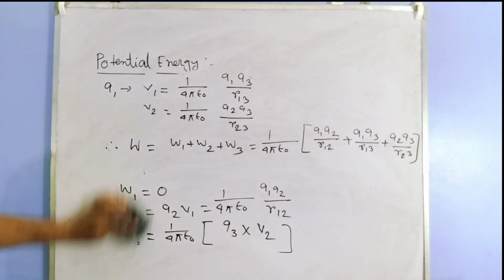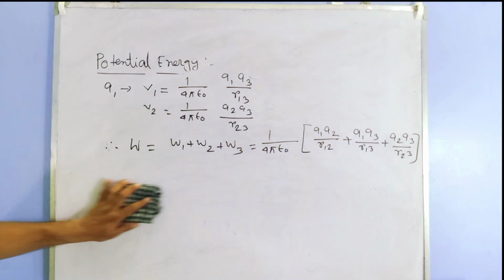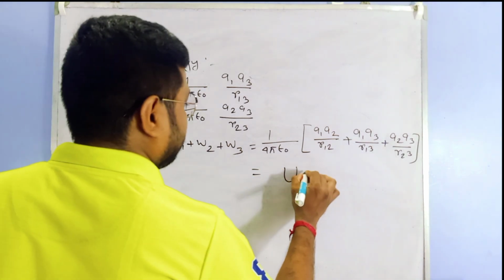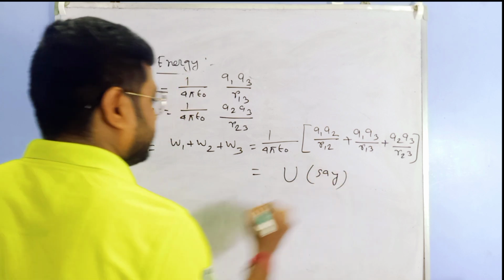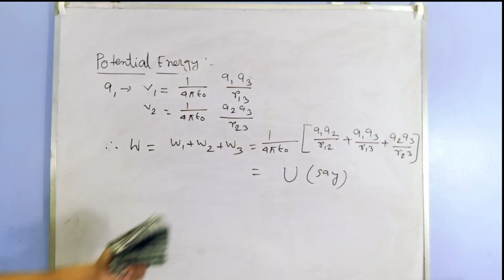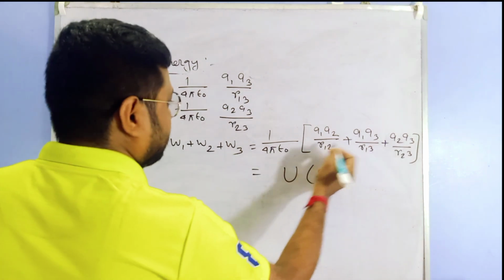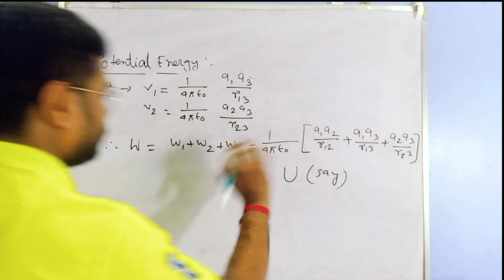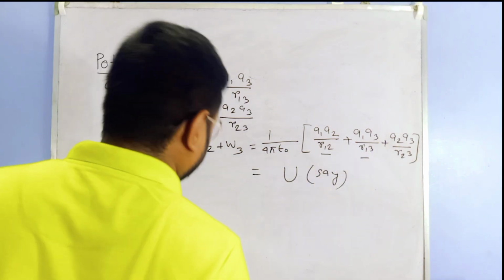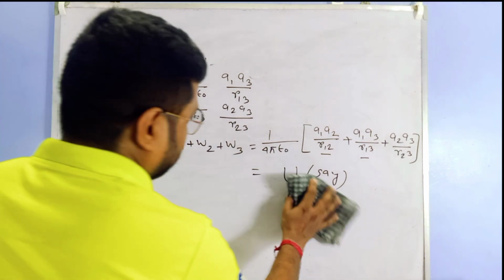This is the total work done for the system of three charges Q1, Q2, Q3, and this is also the internal energy U, say. So for 2 charges, Q1 Q2 by R; for 3 charges, the mutual multiplication of the charges: Q1 Q2 by R12, Q1 Q3 by R13 and so on. So this is the concept of potential energy.